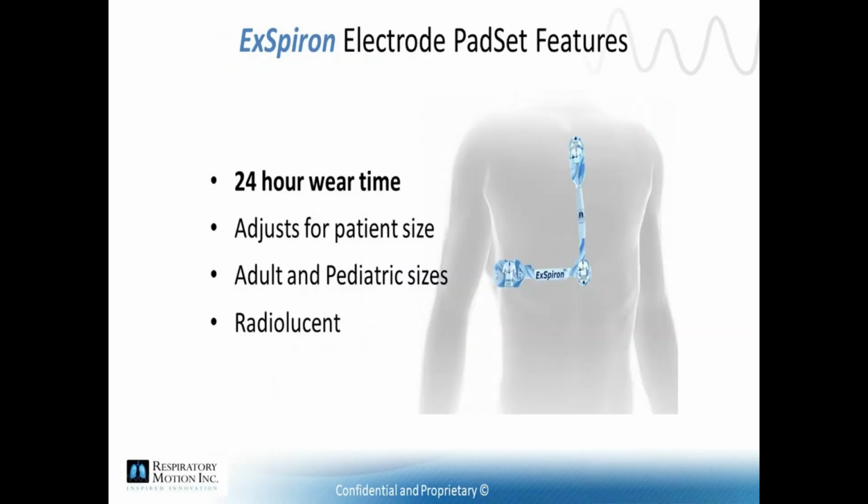The ExSpiron disposable pad set is wearable for 24 hours before being replaced. If continuation of monitoring is indicated, the pad set should be replaced daily at the time of patient hygiene. The ExSpiron is now cleared for use in both adults and pediatric patients above the age of 12 months or weighing above 8 kilograms. Both the adult and pediatric pad sets stretch out and pull from a pouch to accommodate all patient sizes and don't show up at all on X-ray or CT scan.